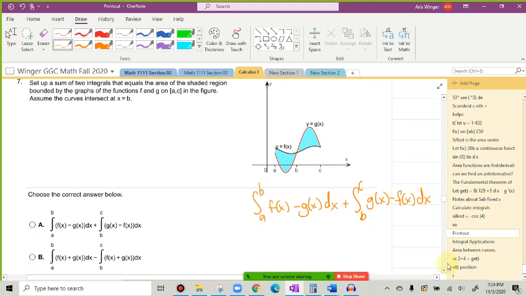As my brother had asked earlier, how do you know? In this case, you're given the picture. Which one is that? A to b, f minus g, b to c, g minus f. They're making it easy.